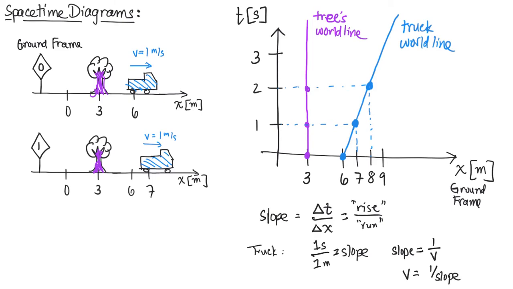Okay. Well, for the tree, the velocity is 0, so the slope is 1 over 0, or infinite, and indeed, this purple line has an infinite slope. It's a vertical line, okay?